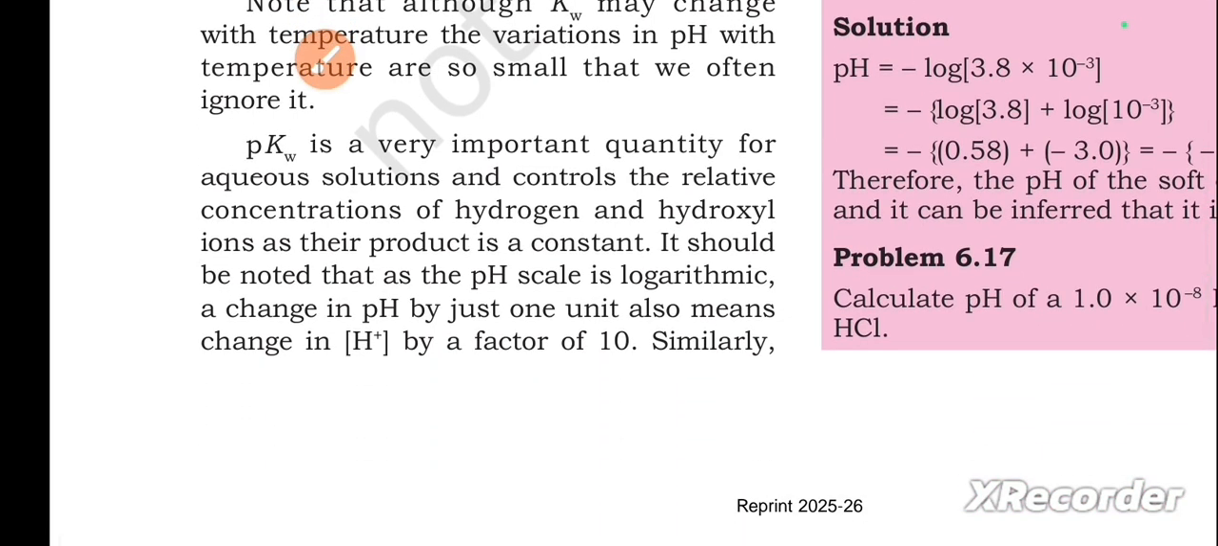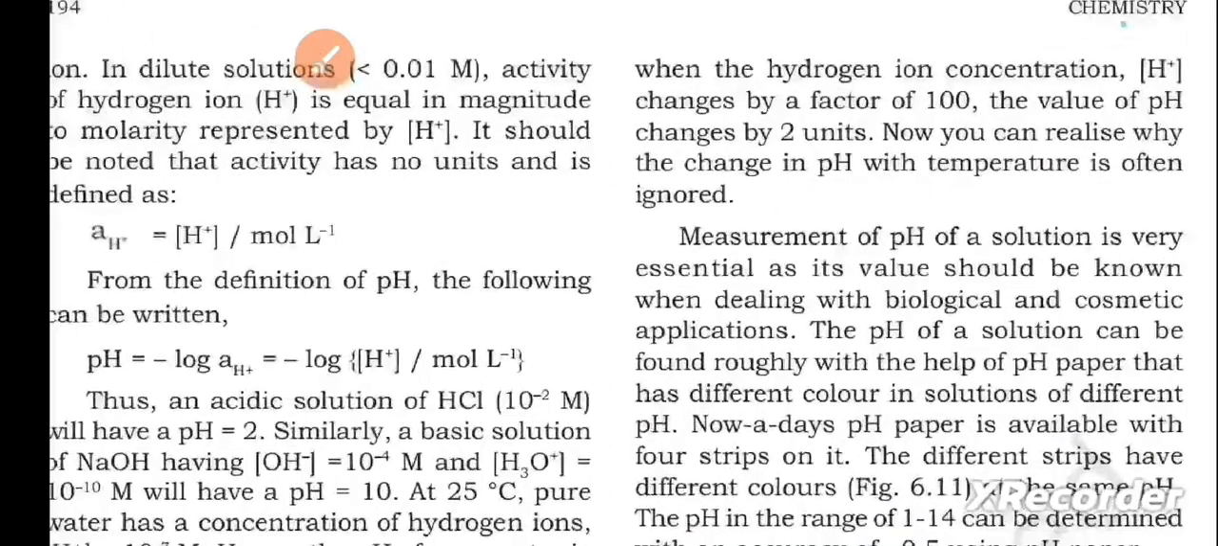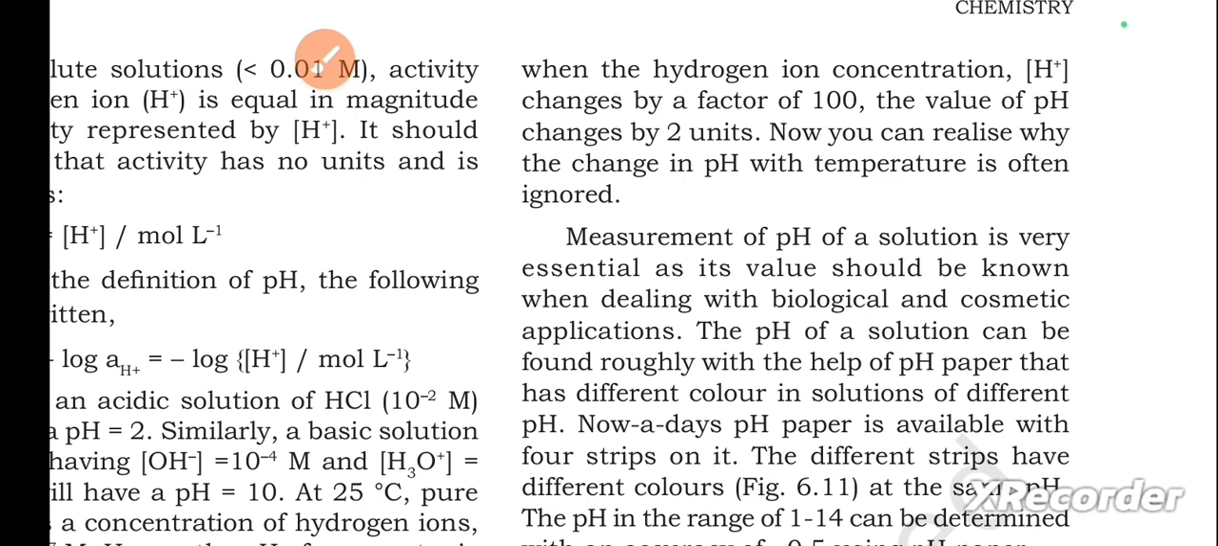It should be noted that as the pH scale is logarithmic, a change in pH by just 1 unit also means a change in H+ by a factor of 10. Similarly, when the hydrogen ion concentration changes by a factor of 100, the value of pH changes by 2 units. Now you can realize why the change in pH with temperature is often ignored.